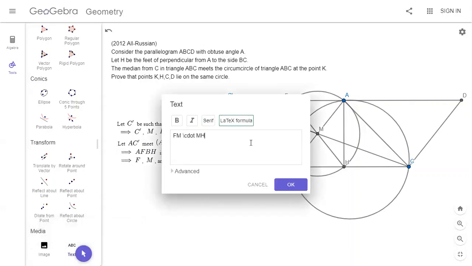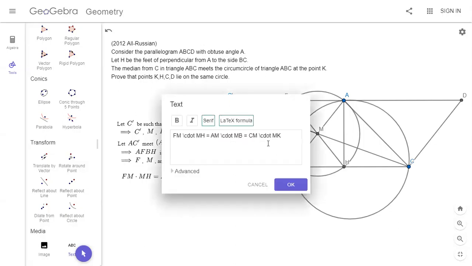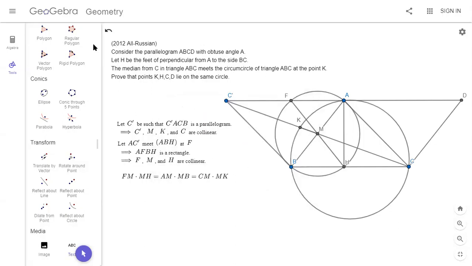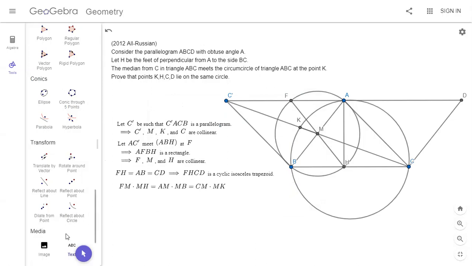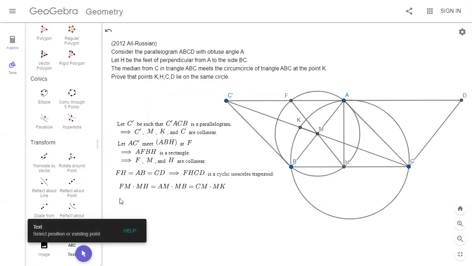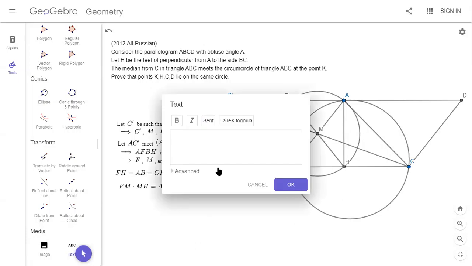FM times MH is equal to AM times MB is equal to CM times MK. And so FKHC is cyclic. Oh, I think we did need the part before. So FKHCD is cyclic. And that solves it.